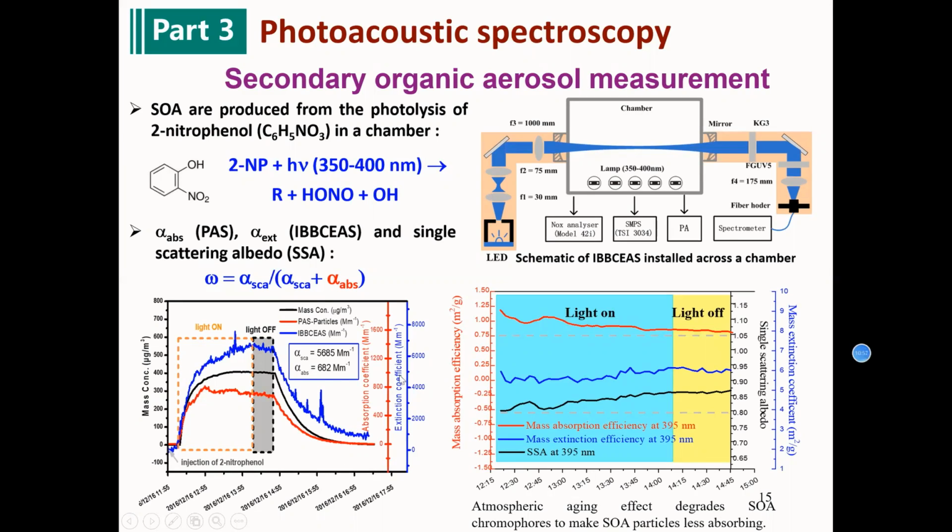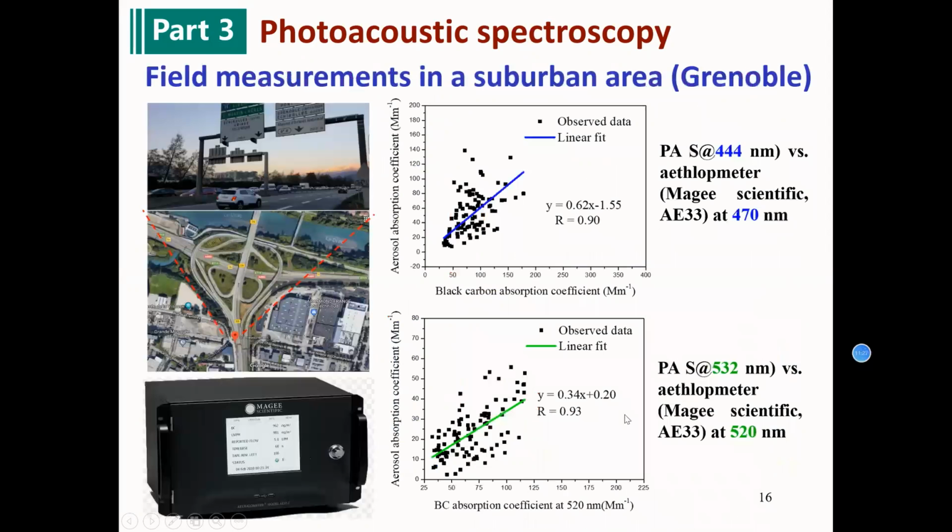And with the measured values, the mass absorption efficiency, the extinction and scattering efficiency, and the single scattering albedo were determined. As shown in this figure, as the photolysis process continues, the mass absorption efficiency decreases, and the mass extinction and scattering efficiency increase. This is due to the aging effect that degrades SOA to make SOA particles less absorbing.